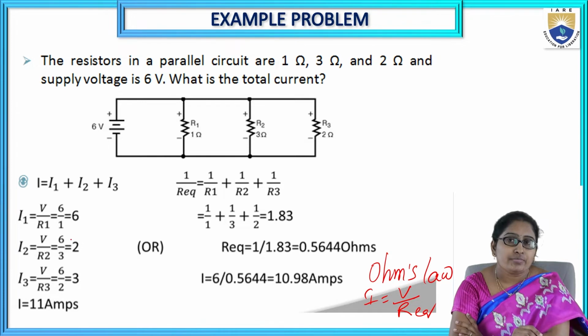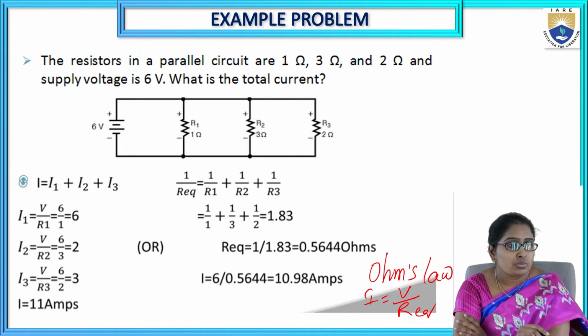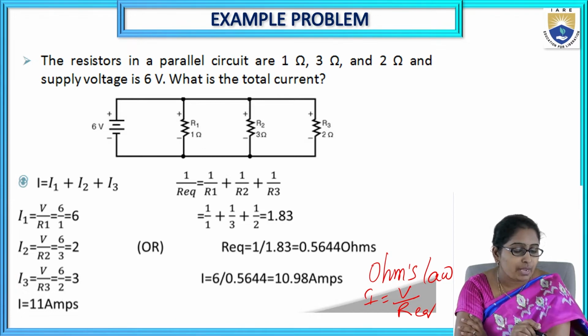So here we calculate first I1, I2, I3 based on Ohm's law. Because we know one more point in a parallel circuit, the voltage across each element is the same. That is the supply voltage here, 6 volts. So I1 equal to V by R1, 6 by 1, that is 6, and I2 equal to V by R2, 6 by 3, that is 2, and I3 is given by V by R3, 6 by 2, that is 3. So total current is simply the sum of these 3 currents, 6 plus 2 plus 3, which is equal to 11 amperes.